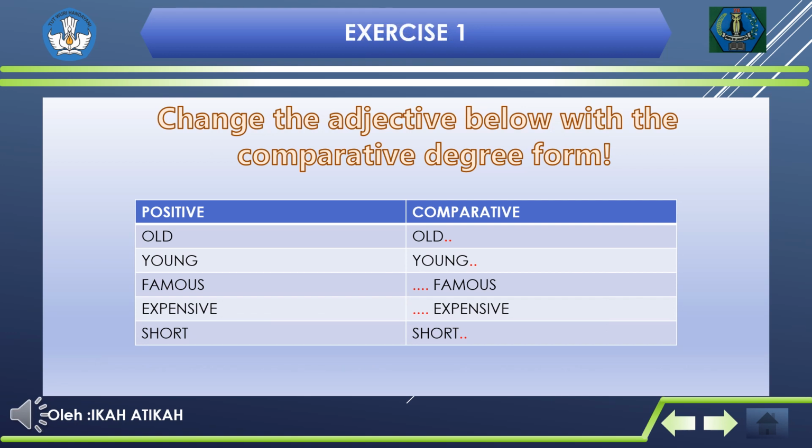Exercise 1. Change the adjectives below from the positive to the comparative degree: old, young, famous, expensive, and short. So, your turn to change to the comparative.